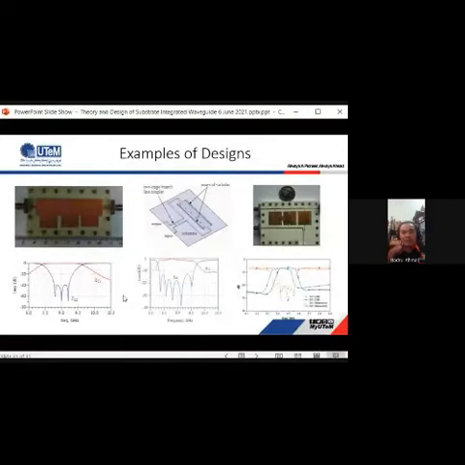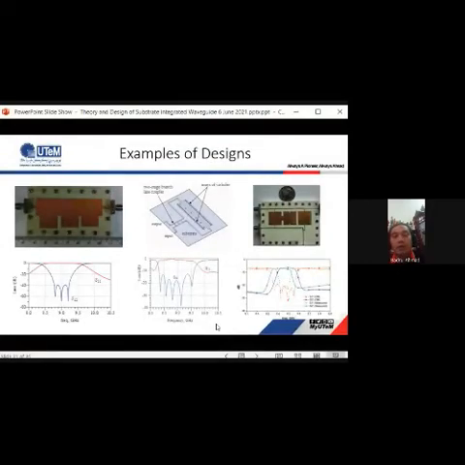So this is a few examples that were produced in our labs. Basically, the first design is a transmission mode, using a standard ladder network technique to produce a band stop filter. This is fabricated on the Roger Duroid substrate.